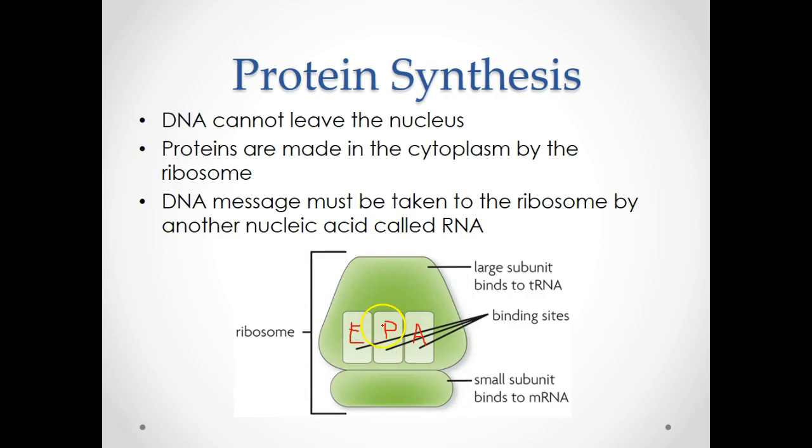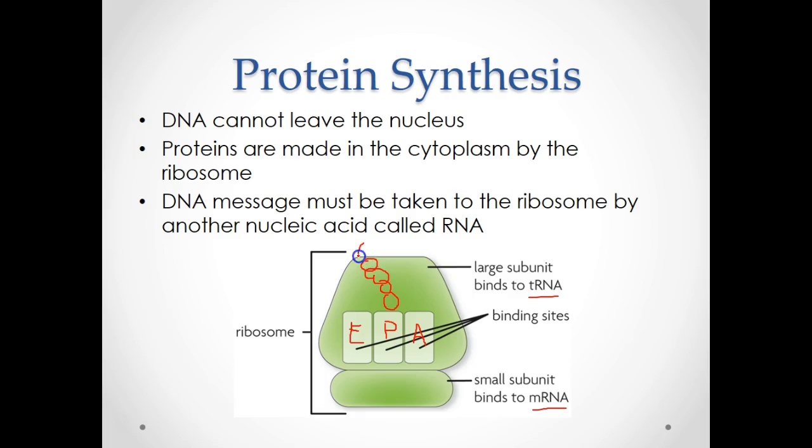The ribosome consists of two subunits, the small subunit and the large subunit. The large subunit binds to the tRNA molecules. The small subunit binds to your mRNA molecule, and M stands for messenger, T stands for transfer. We'll talk about that in a little bit. But these binding sites play a really crucial role in ultimately the production of this protein.